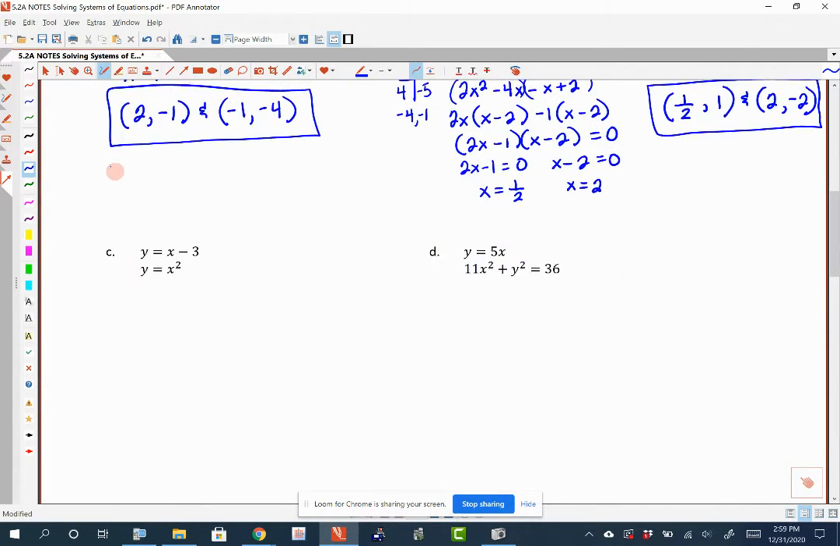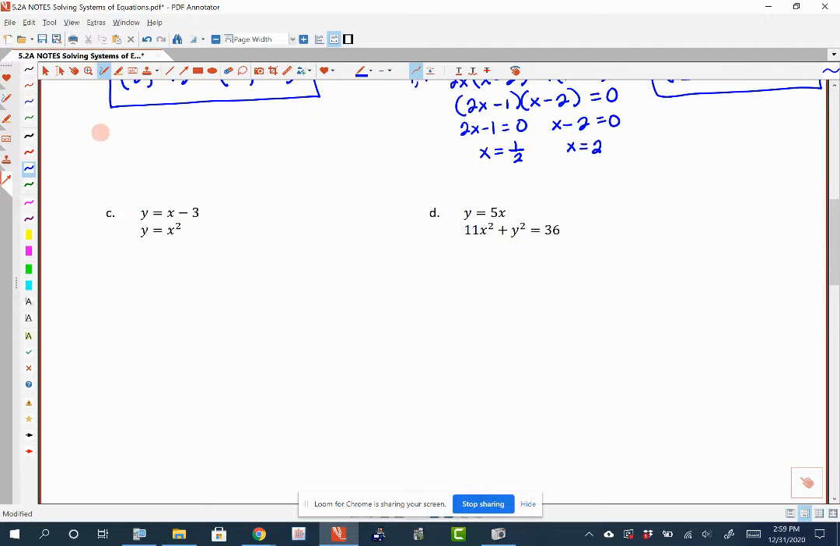All right, let's look at example 3, or C, excuse me. Both of these are, again, solved for y, which is super nice. I'm going to take that x squared and substitute it into that first equation. X squared is equal to x minus 3.